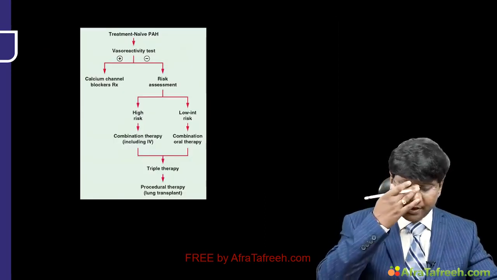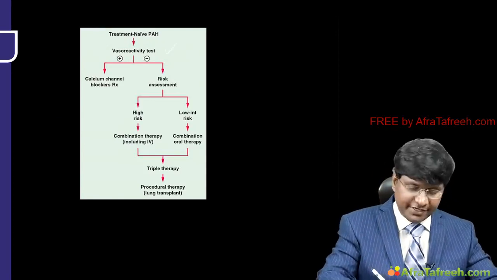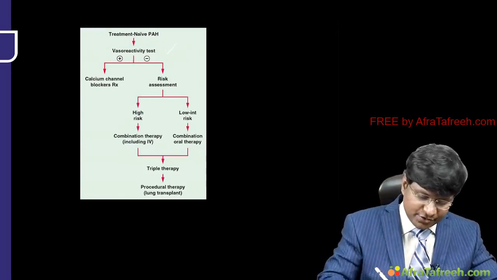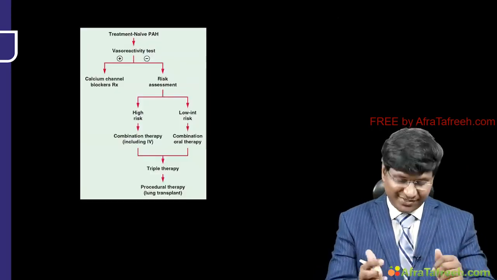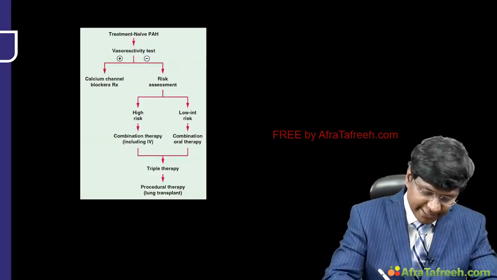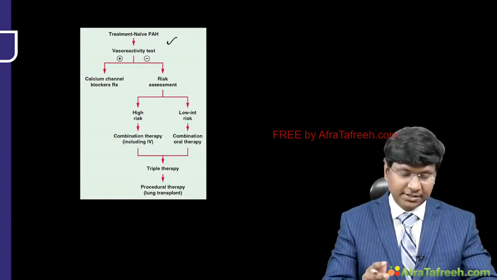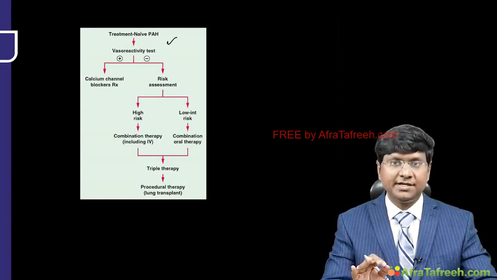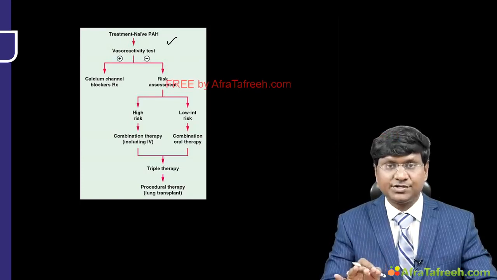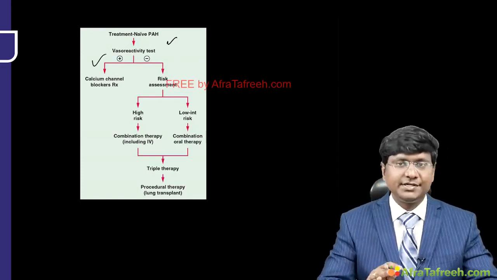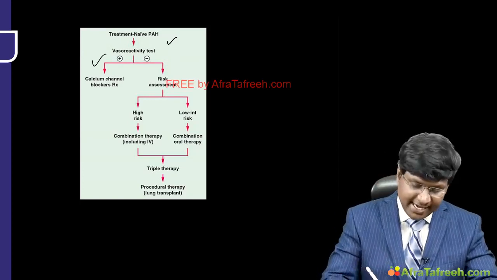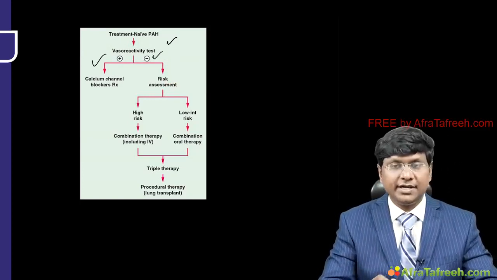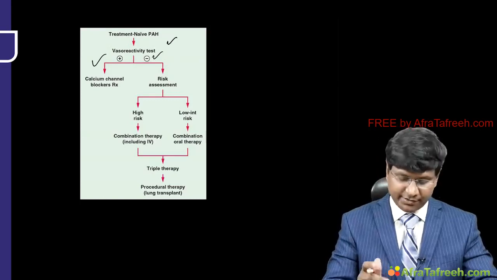So for that you have a flow chart. So what you need to do? The vasoreactivity testing. Once the vasoreactivity testing is positive, you need to give calcium channel blockers. So if you see the flow chart, in case of new patients with pulmonary arterial hypertension, you need to do vasoreactivity testing. If the vasoreactivity testing is positive, then you need to give calcium channel blocker in this patient. And if the vasoreactivity testing is negative, then you need to give PH lowering drugs.